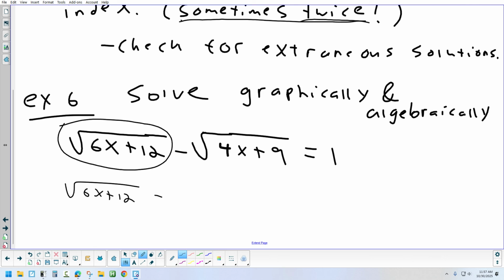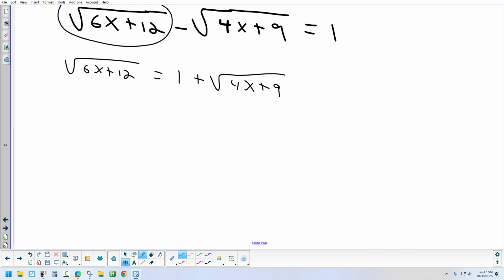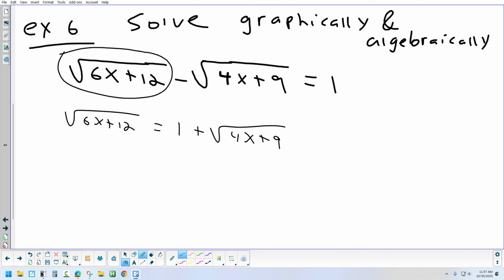So we have that. Now, what could I raise each side to that would at least help me to start canceling out some of these roots? Yep, 2. Raise each side, not each term. You cannot raise terms to a power in an equation. You have to raise the entire side.